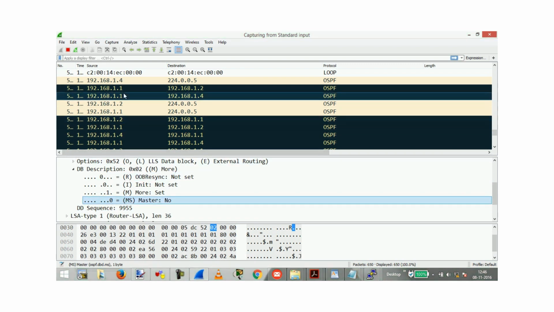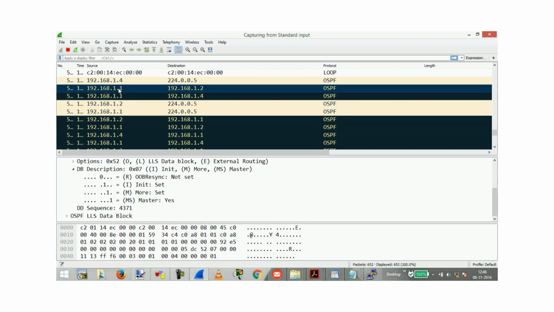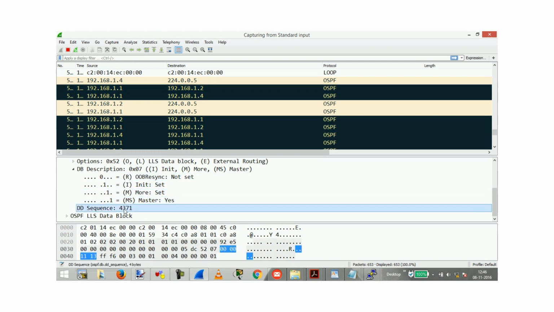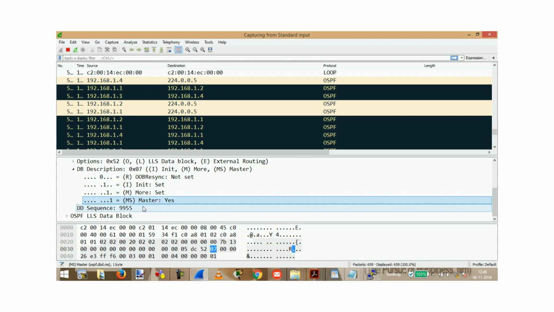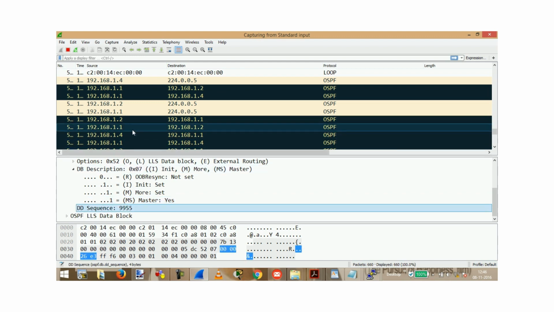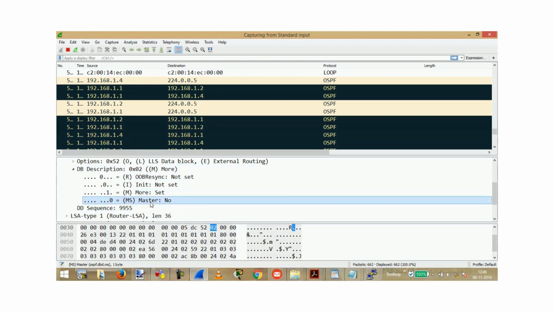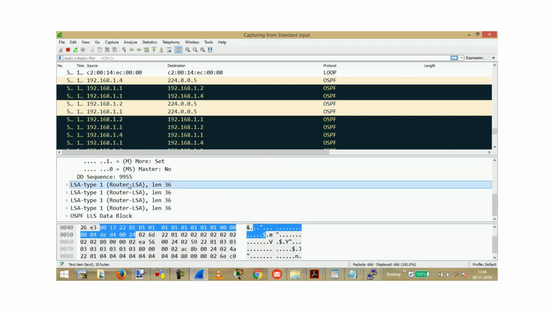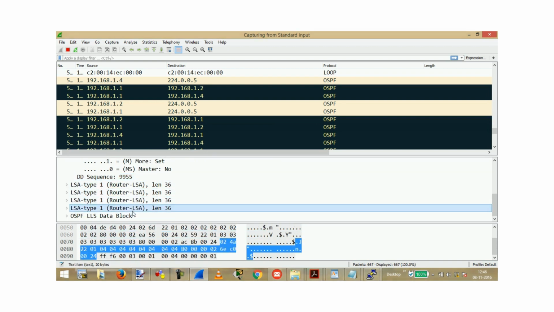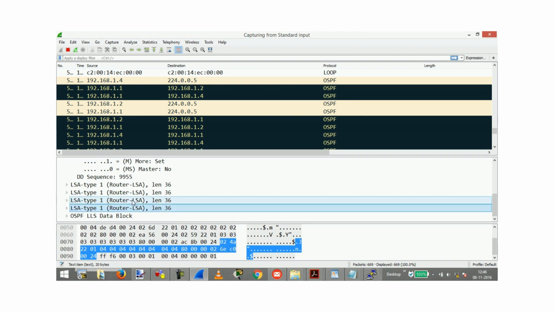But initially, let's see here. What was 1.1 saying to 1.2? That I am the master, and we'll start with 4371. But when 1.2 replied back to 1.1, 1.2 told that no, I am the master, we will start with 9955. And then 1.1 said, okay, you are the master, I am not the master, and we will follow what you say. We will go with your sequence number 9955. And this is how they have started to briefly describe their databases. They have entered the exchange state. We will see all of these things properly when we reach our NP level.